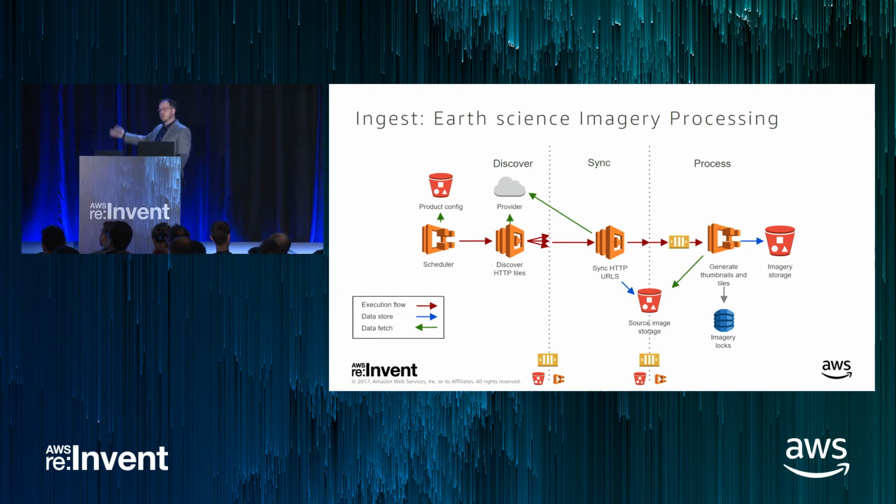That trigger ultimately triggers another set of Lambda functions, so we can do this in parallel. We can do this across multiple data providers, across multiple SIPs that Kevin had mentioned earlier, to pull this stuff in.